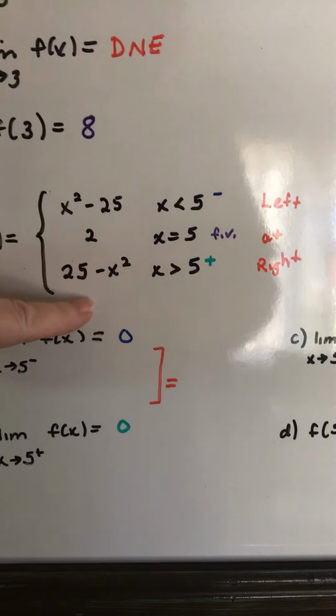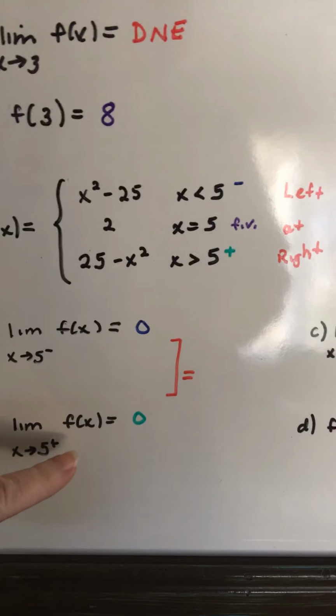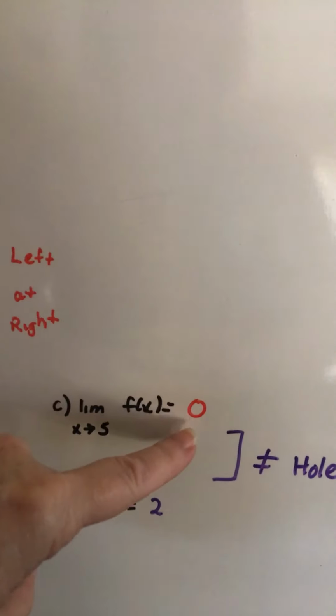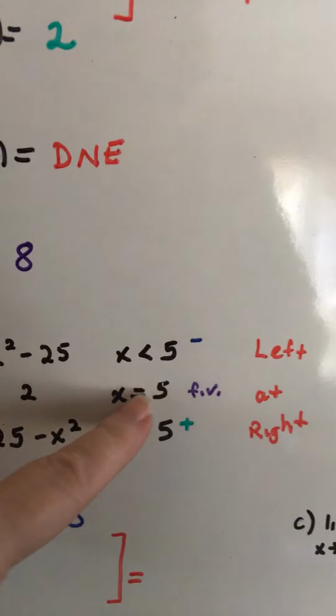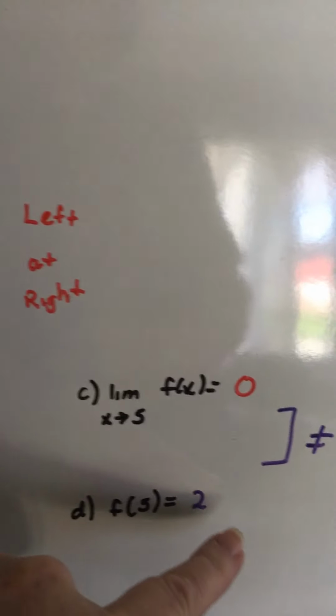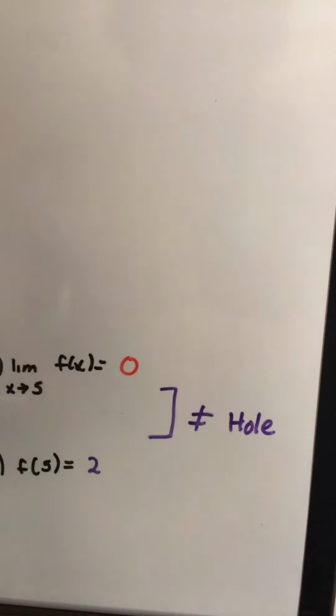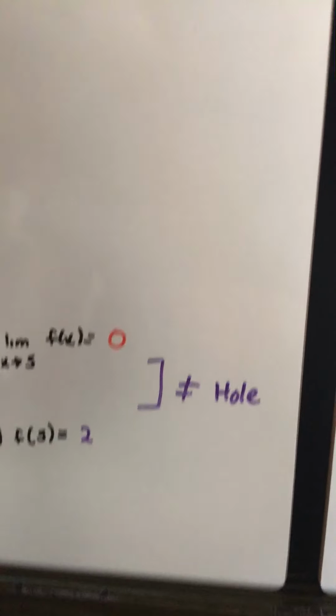The right side is down here. 25 minus 5 squared is 0. They're equal, so the limit is 0. The function value, though, is 2. And 2 and 0 are not the same, and so our conclusion is we have a hole.